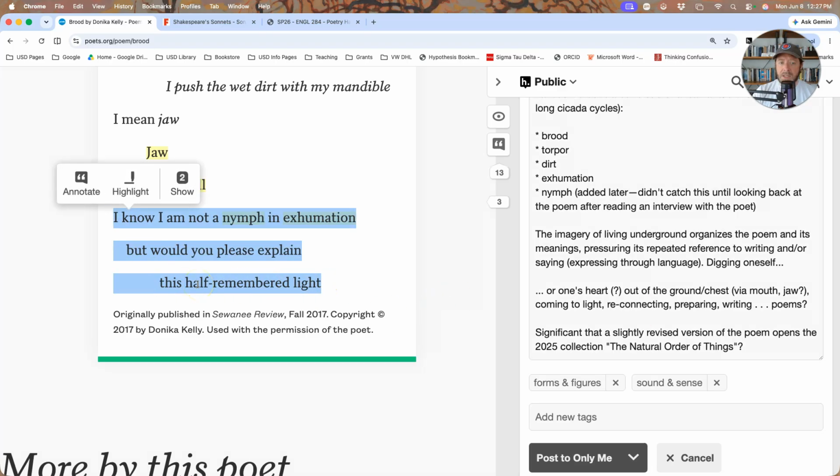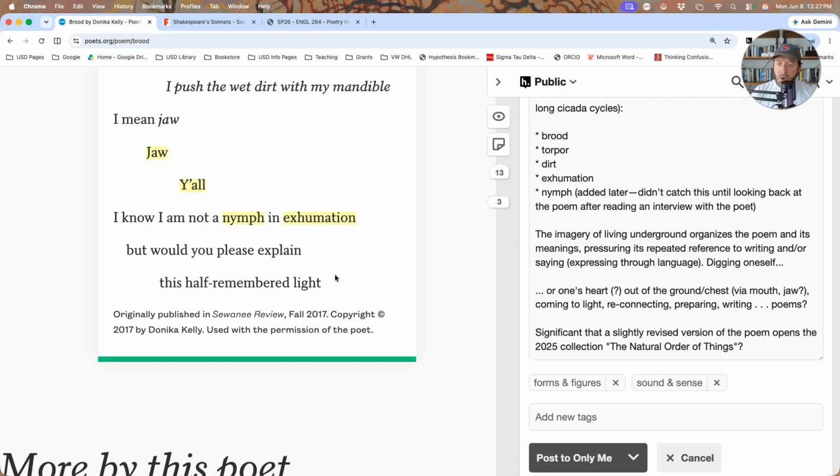But would you please explain this half remembered light? That has the attitude of a potential brooding. Anyway, the imagery of living underground does organize the poem and its meanings, all of the moments where the poem comes back to the lines that correct each other or refer to the difference between what has been said or written and what was meant.